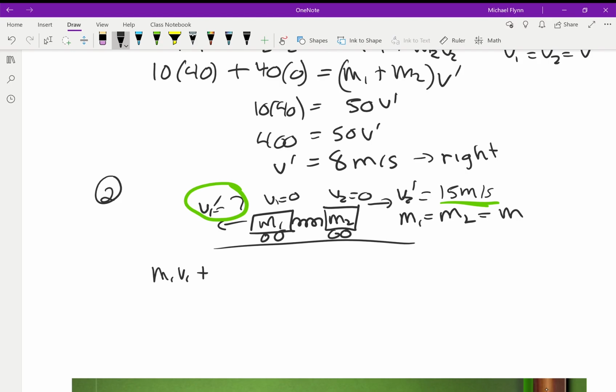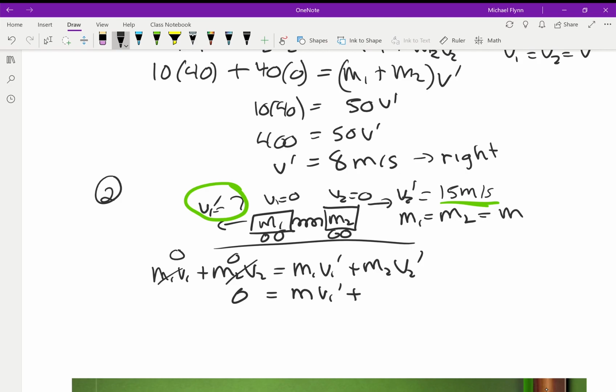m1 v1 plus m2 v2 equals m1 v1 prime plus m2 v2 prime. At first, these are both 0 because the initial velocities v1 and v2 are both 0. So over here on this side, we're going to get m times v1 prime plus 0 equals m times v1 prime plus m times v2 prime. Or here, I'll just put 15 for v2 prime. Now solve it for v1 prime.